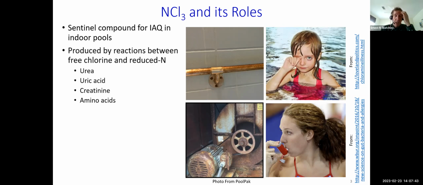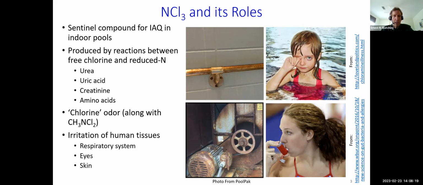It is produced as a result of a number of reactions that we know take place when free chlorine comes in contact with the reduced nitrogen compounds that are introduced to swimming pool water by swimmers. Those include urea, uric acid, creatinine, and a range of amino acids. This compound, trichloramine, is also responsible for the characteristic chlorine odor that we associate with indoor swimming pool facilities, along with a structurally related compound that's listed here that's identified as dichloromethylamine.